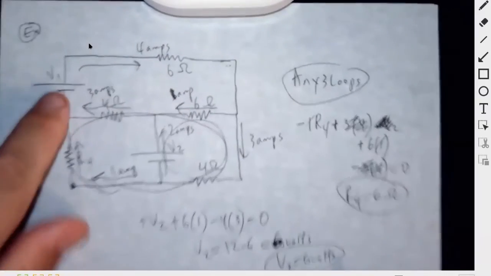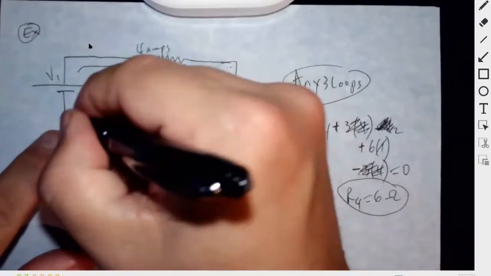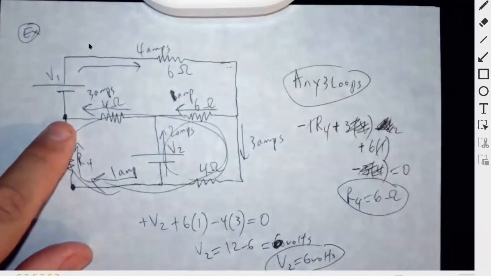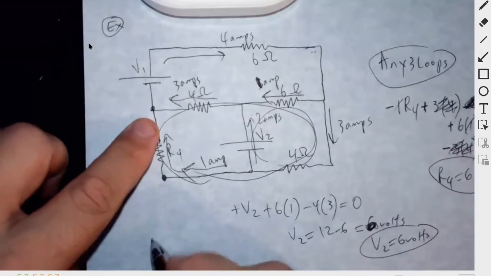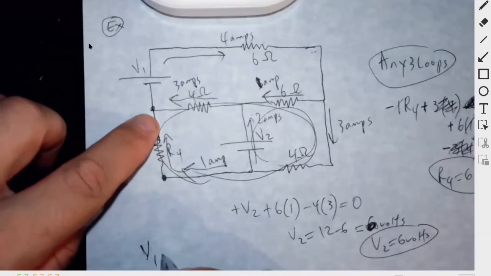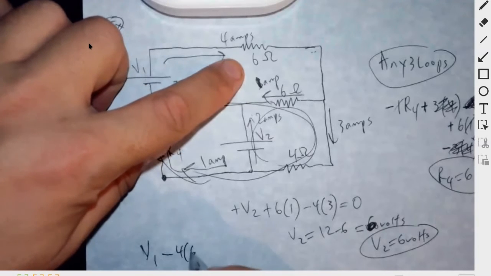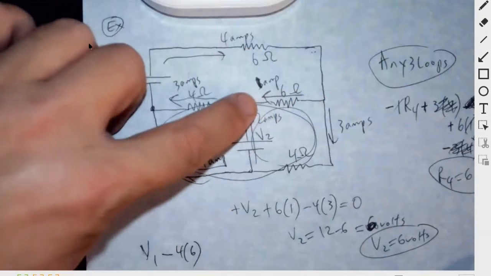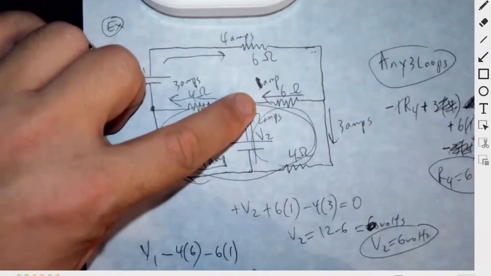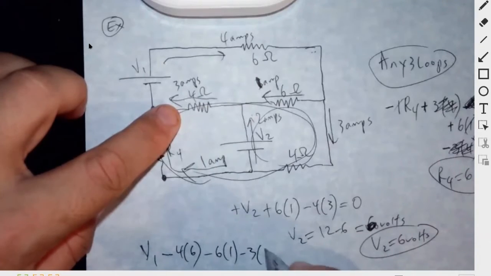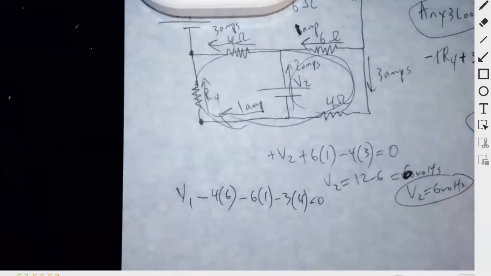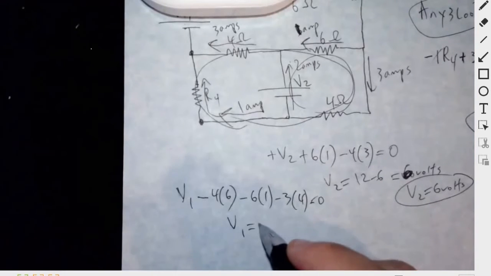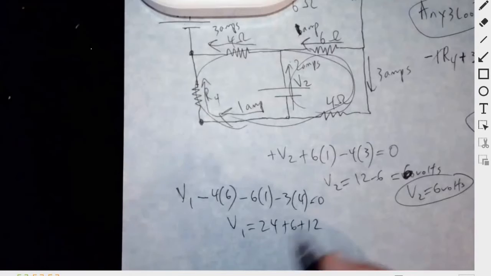Okay, and then what's V1? I guess I could just start here and go this way, right? So V1, then you lose 4 times 6, and you lose here 6 times 1, and here 3 times 4. That was really easy. V1 is equal to 24 plus 6 plus 12. 42 volts.